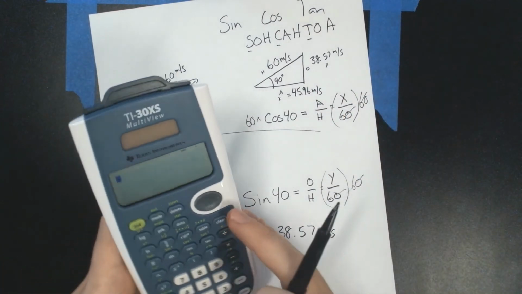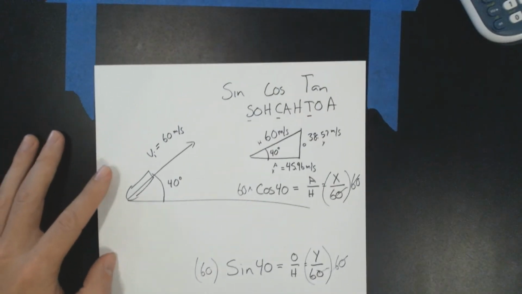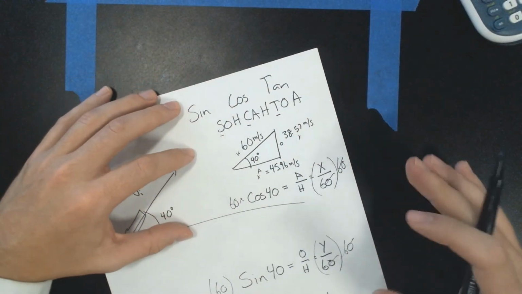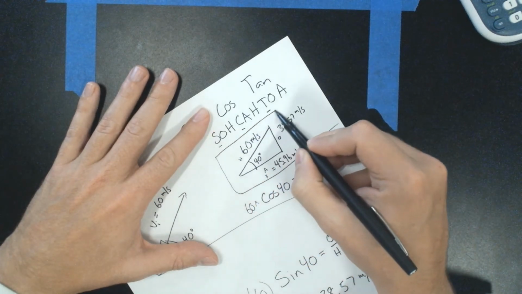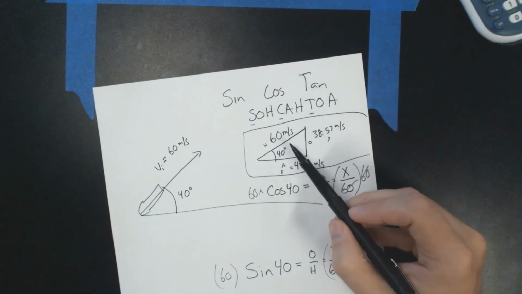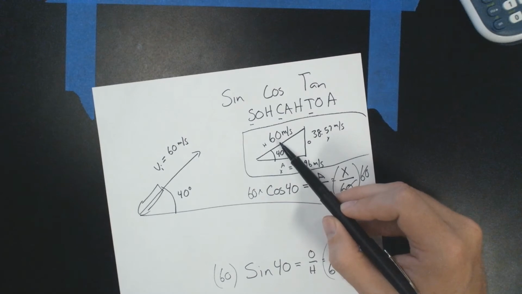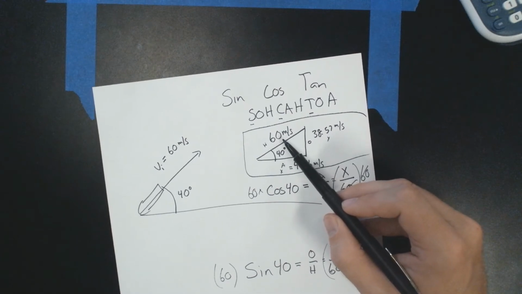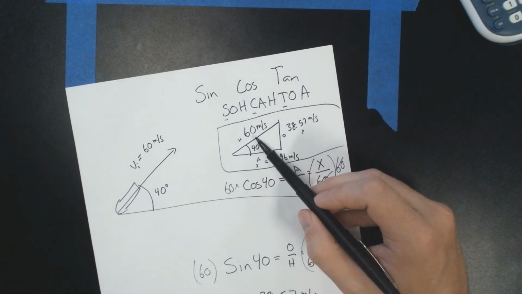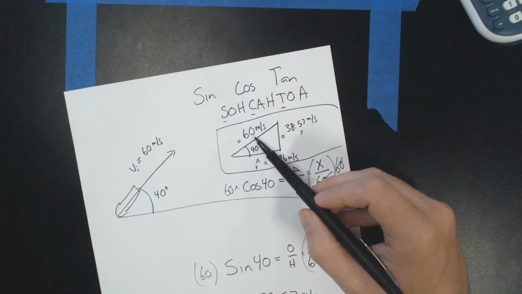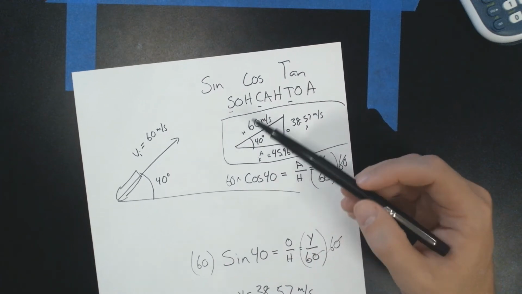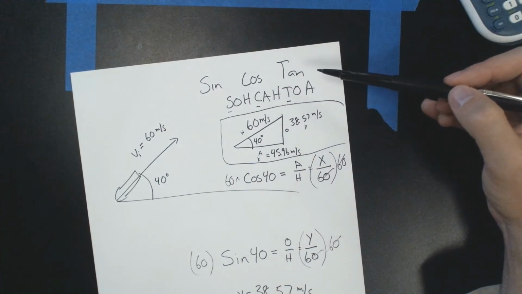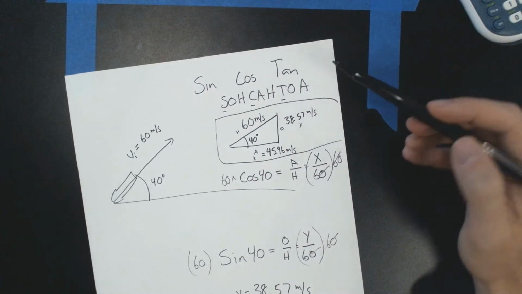So now that I've got my information, let's recap what I've learned from this little triangle. I know that my initial speed is 60 meters per second, but that is traveling in both the x and y directions simultaneously. In order for me to work this problem, I need to figure out how it's moving in each direction individually. So I went ahead and used sine, cosine, and tangent to solve this problem.